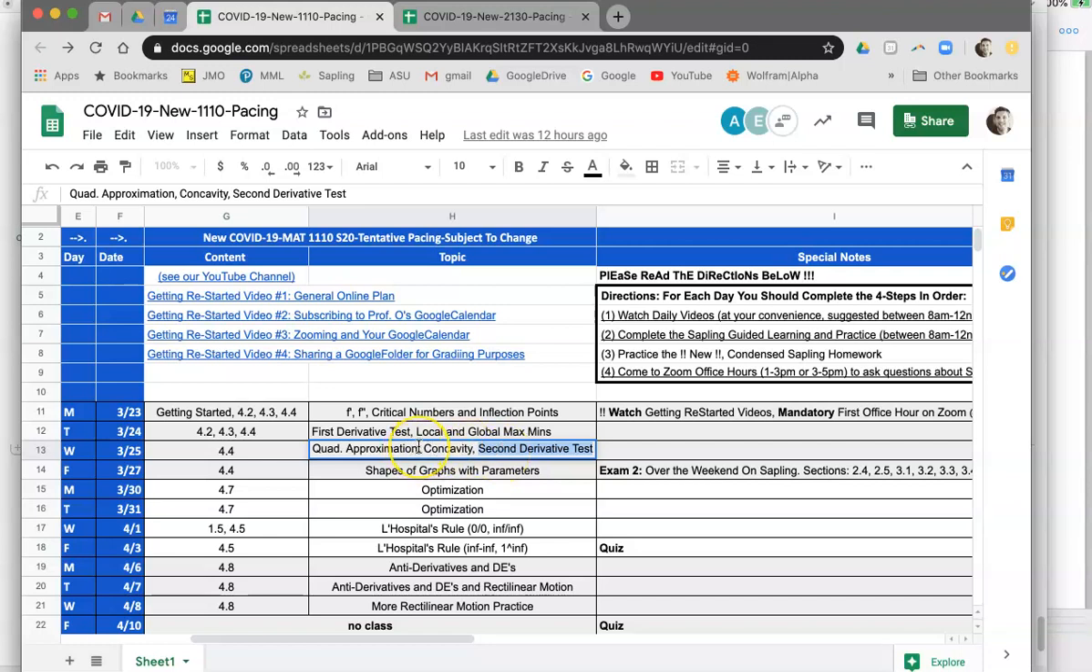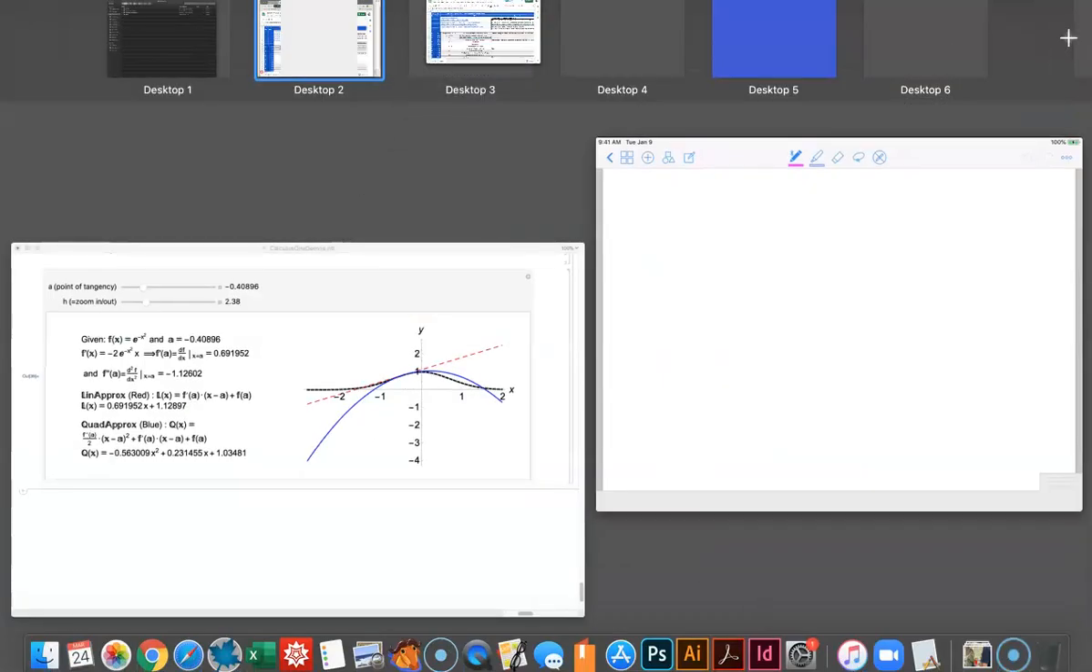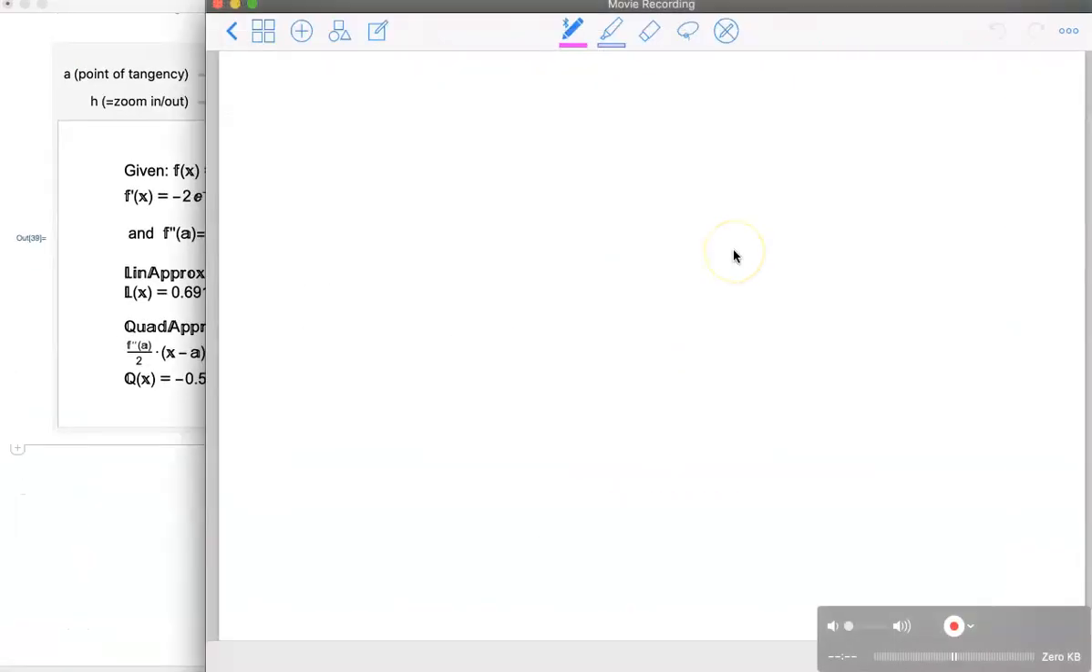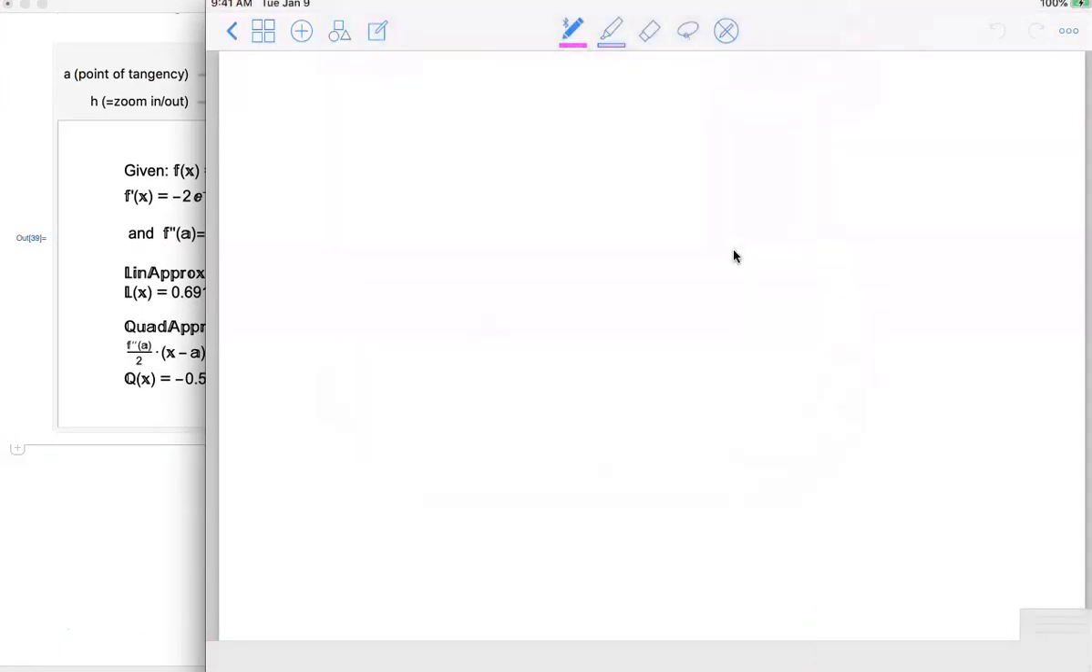An important idea that helps us understand the second derivative is the quadratic approximation. So that's what we're going to do in this video. We're going to start with a quick observation about the first derivative of the function f of x. There's something important about that quantity called f prime of x.